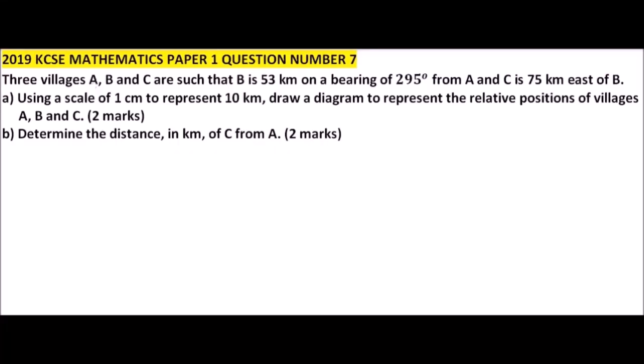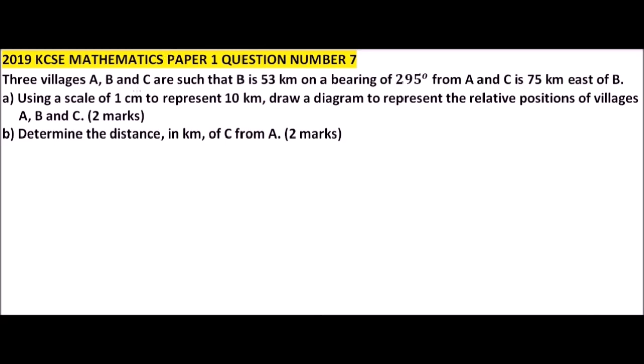For 2019, number 7, paper 1, we are told 3 villages A, B, and C are such that B is 53 kilometers on a bearing of 295 from A, and C is 75 kilometers east of B. Using a scale of 1 centimeter to represent 10 kilometers, draw a diagram to represent the relative positions of villages A, B, and C. Determine the distance in kilometers of C from A. You get yourself 2 marks. So the total marks is 4 marks.